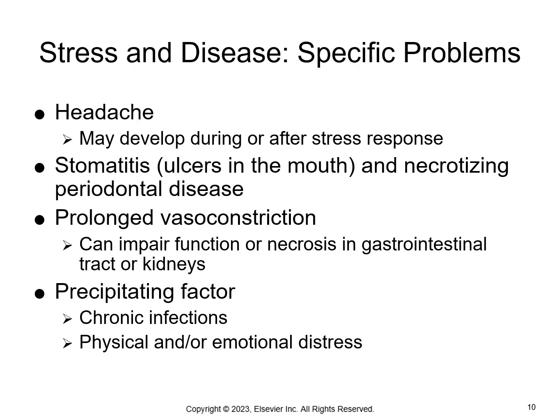Stress can lead to specific problems such as a headache, which can develop during the stress response or in some people as the stressor is relieved. Prolonged vasoconstriction can lead to inflammation and necrosis that lead to things like stomatitis or ulcers in the mouth and necrotizing periodontal disease or nausea. Other severe complications can occur if the reduction in blood supply impairs the function or causes necrosis in areas like the GI tract or the kidneys.